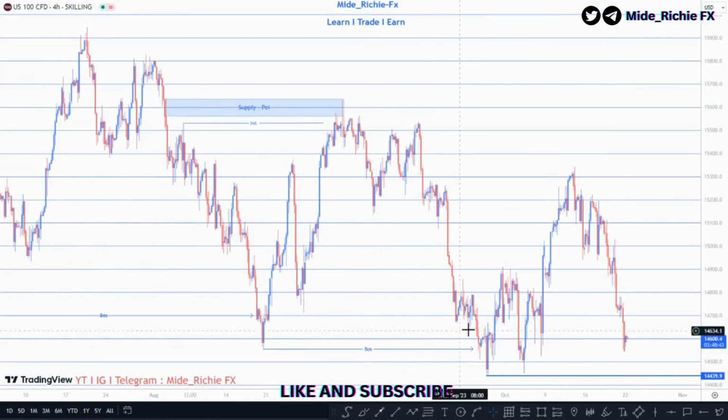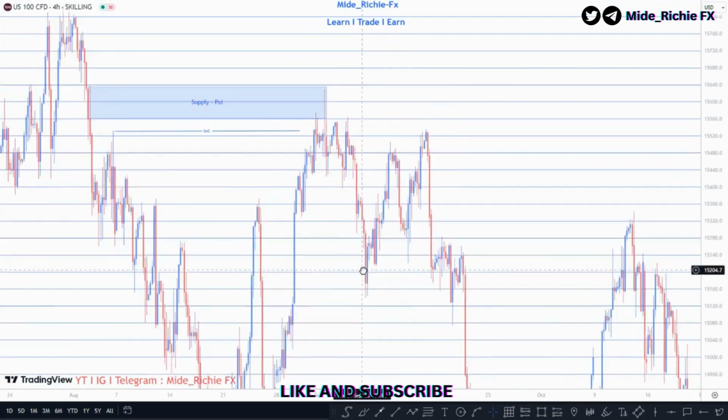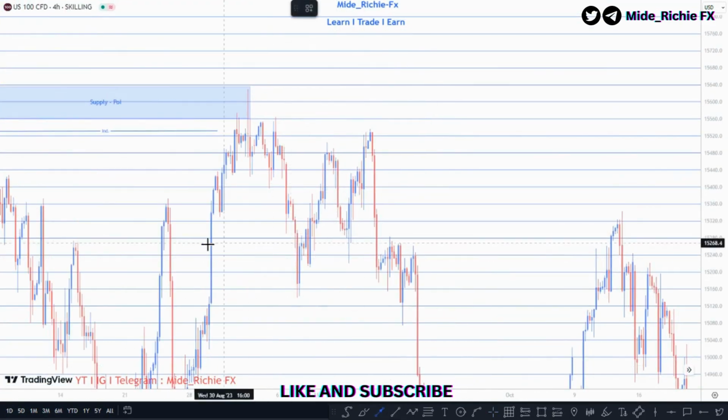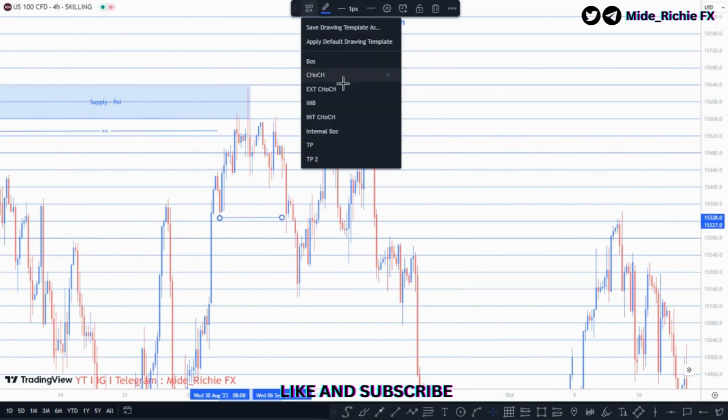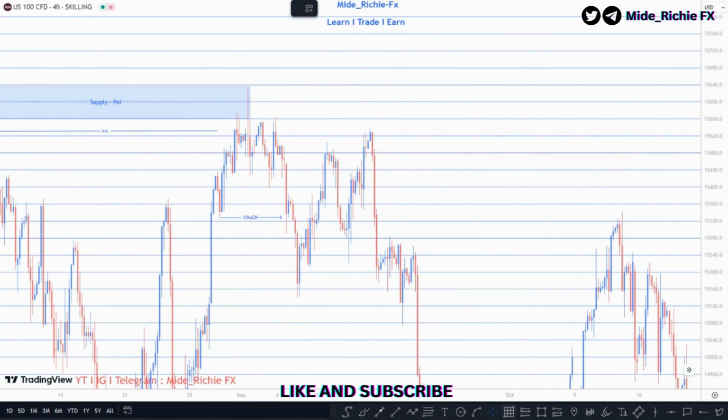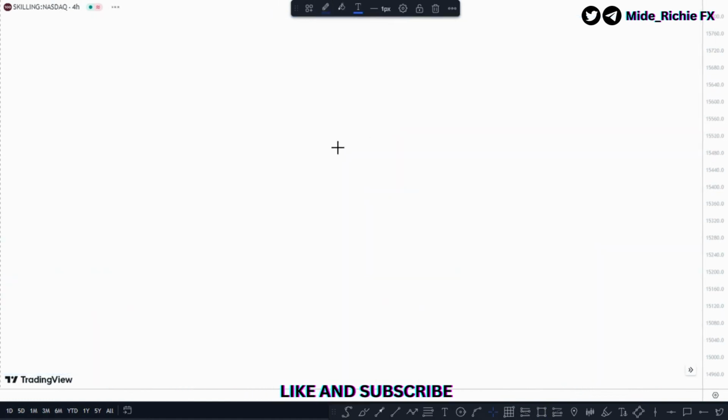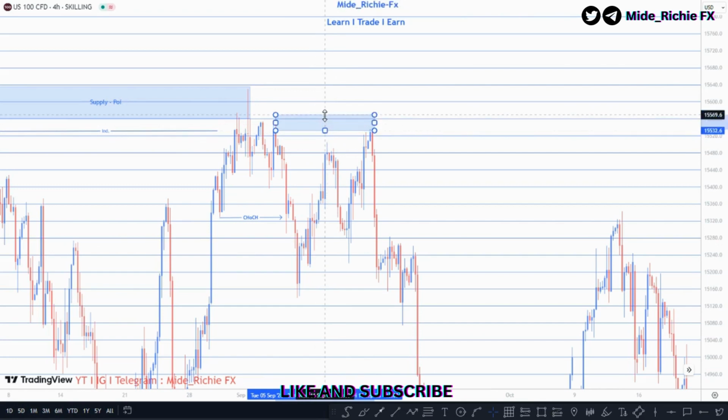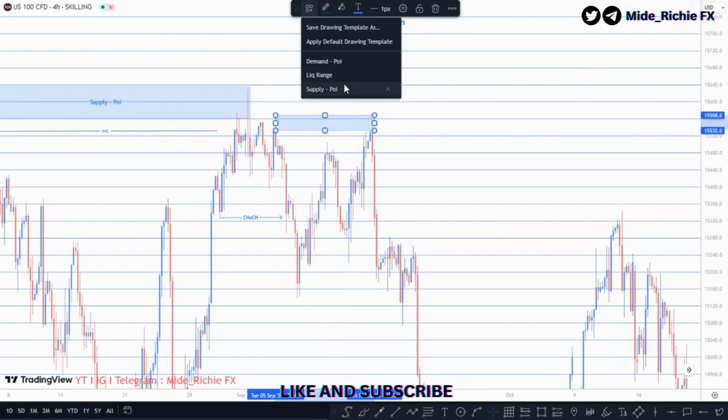So after that we had a nice break of structure. But then after the mitigation, you guys can see that we have a very nice change of character, which is this one right here, the market taking out this low. Take out that low, then mitigate the supply zone down to this lower time frame supply. You guys can see that lower time frame supply zone right there.